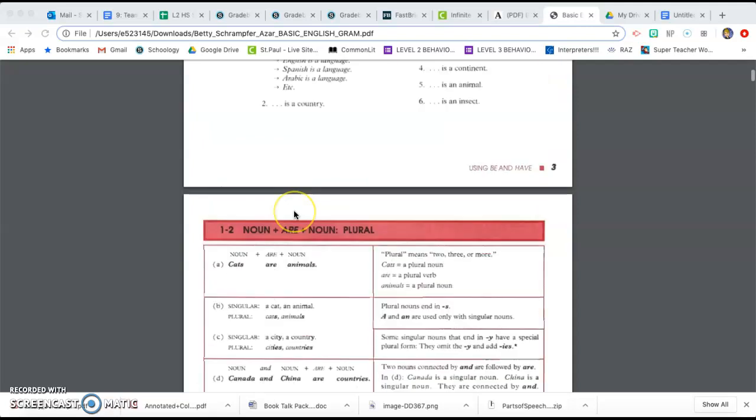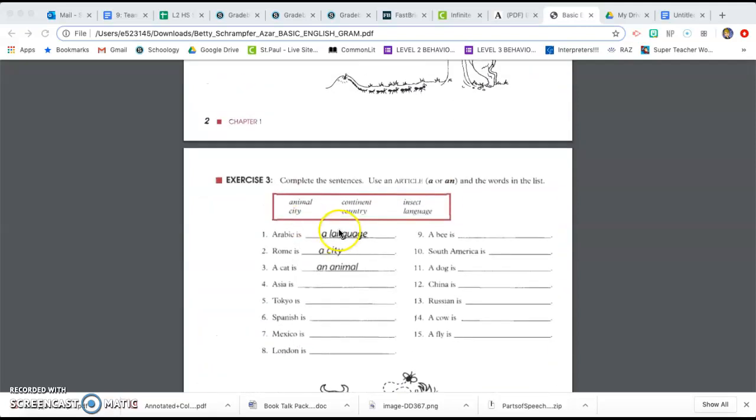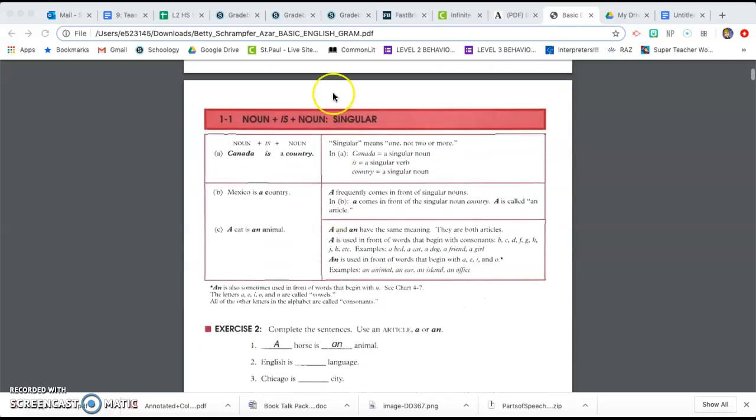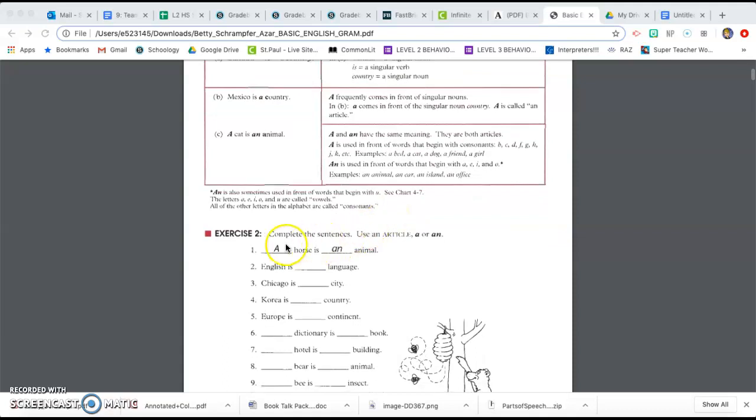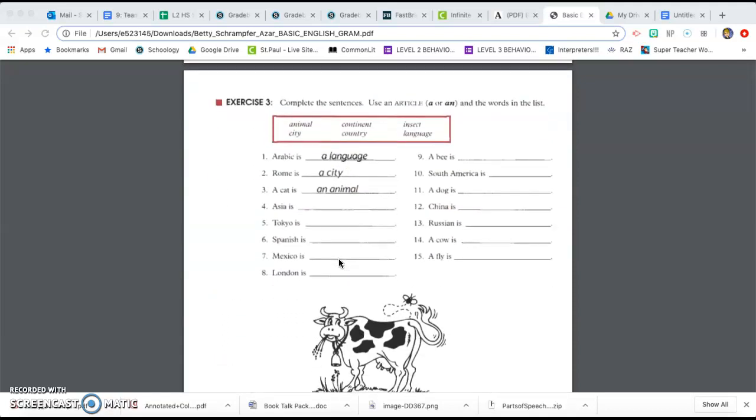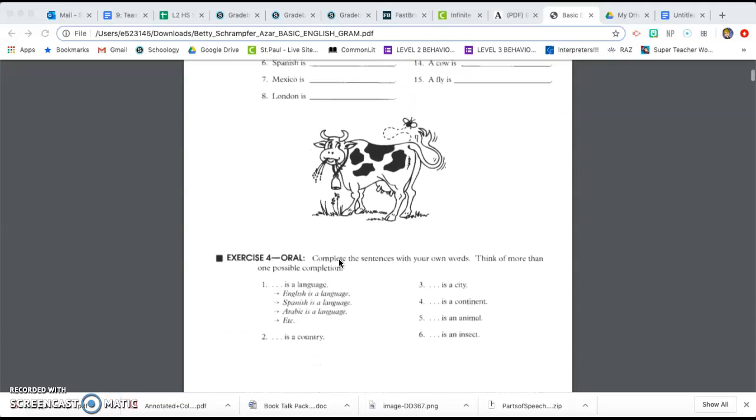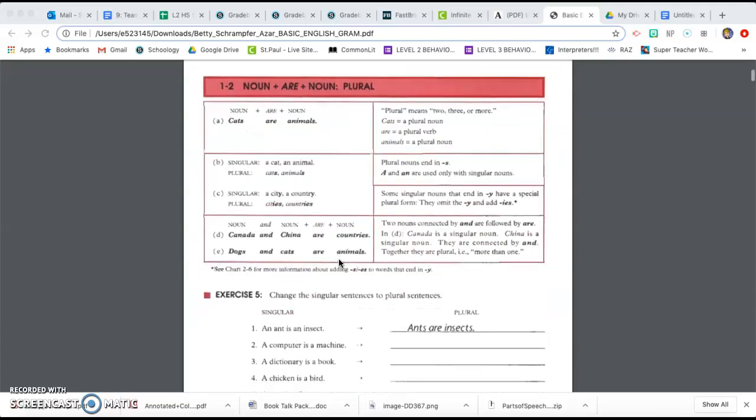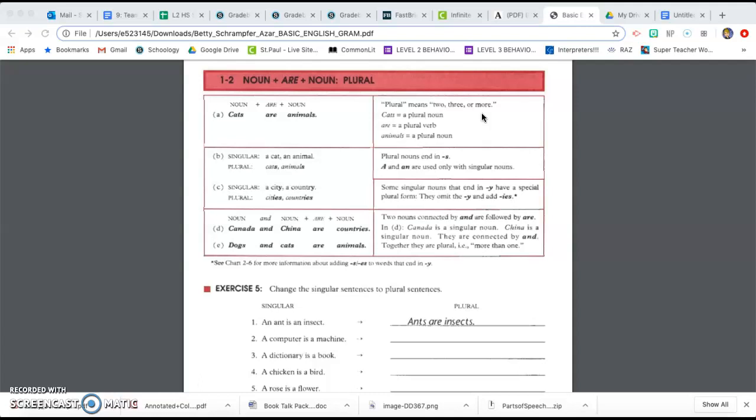Last time we talked about singular nouns. Singular nouns mean one, not two or more. You practiced using a and is for your grammar work last time. Today we're going to move on to plural. Plural means two, three, or more. Could mean two, could mean a million.